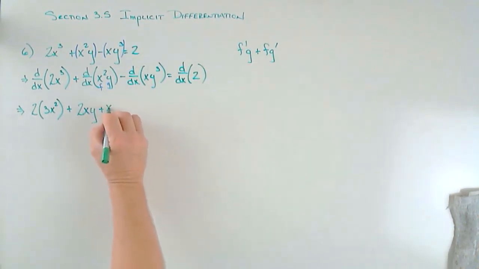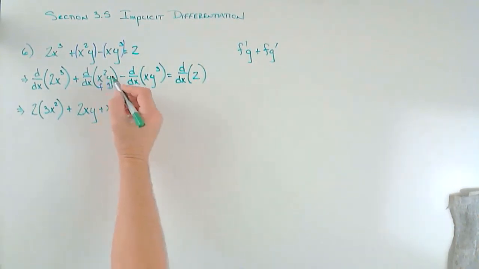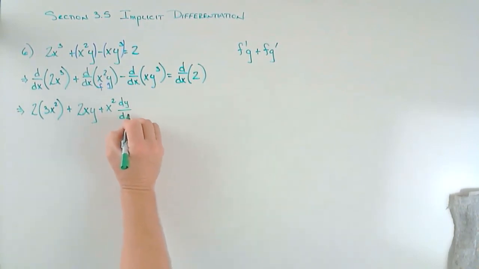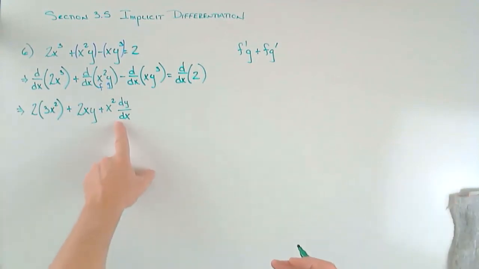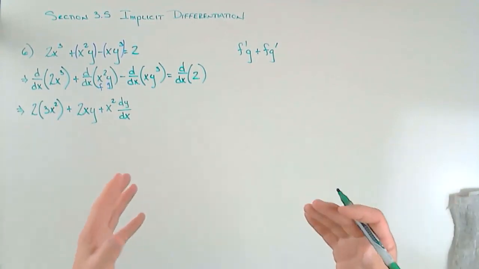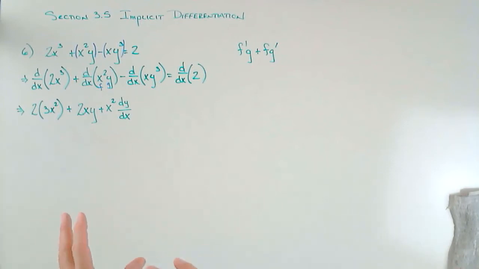plus, product rule. We put our x squared here, and now we have to take the derivative of y. Now, it's very important for us to remember that we're taking the derivative with respect to x. So the derivative of y with respect to x is not 1, even though that's y to the first power. The derivative of y with respect to x is just the derivative of y with respect to x. It's y prime. This is another notation for y prime.